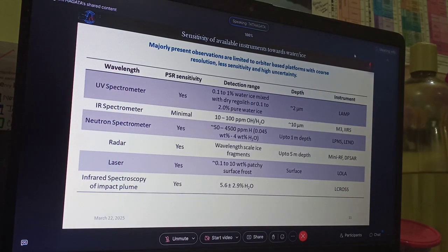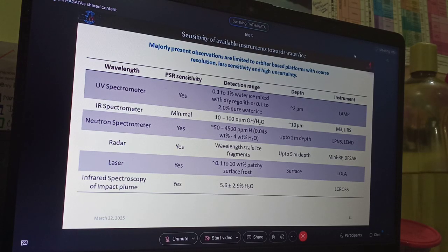Now, if ice or water is present, how can we detect it? Already lots of instruments have been sent to lunar orbit to sense or detect the presence of water or ice on the moon surface. Like UV spectrometer, IR spectrometer, neutron spectrometer, radar, laser, all these instruments have the capacity to understand different components of ice. For example, the IR spectrometer is sensitive to OH and H2O molecules, whereas the neutron spectrometer is sensitive to hydrogen. Radar is sensitive to the different ice particles present on the surface or subsurface, and the laser is sensitive to the surface frost present on the moon.